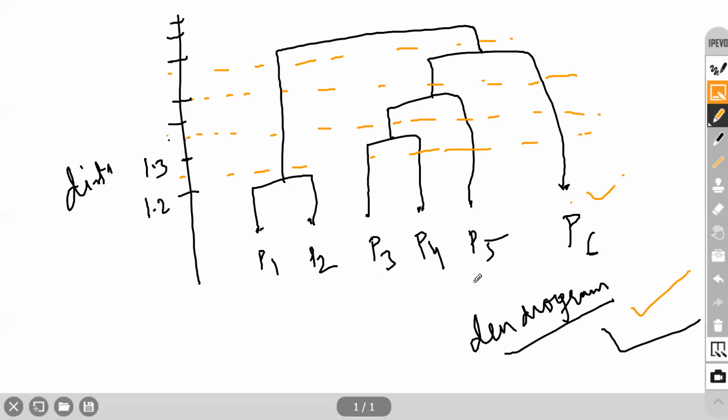Now this is one part. Now we will come to the linkage method, because in the linkage method we decided that we will take the centroid, the center of the different points, as a point from where I will be measuring the distance or the similarities.